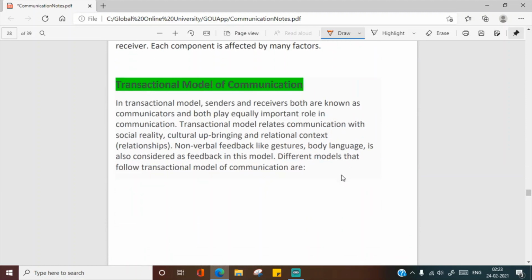Now, second is the transactional model. First one was linear, second is transactional. So, what is transactional? This is a model of communication where people try to communicate with feedback. What happened in linear communication? There was no feedback, but in the transactional model, feedback is present with social reality, cultural upbringing, and relational context. Non-verbal feedback like gestures and body language is also considered as feedback in this model.